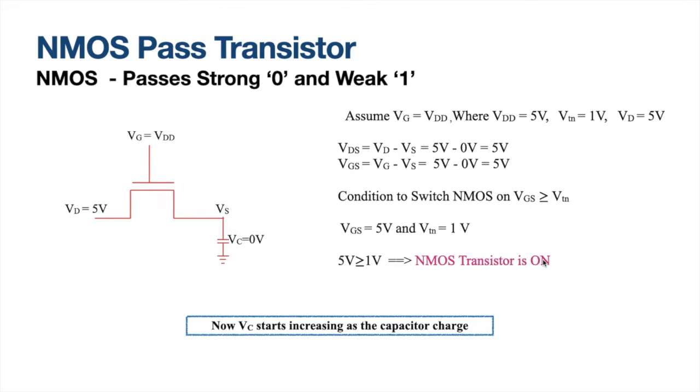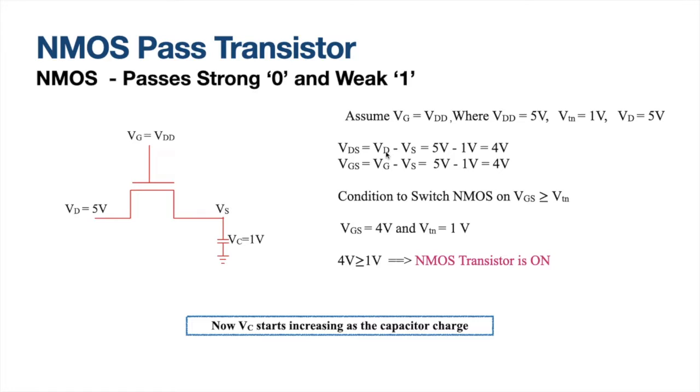If the transistor switches on, this particular capacitor automatically starts charging from 0 volt to 1, 2, 3, 4 and so on. Right now, let us assume this capacitor started charging and reached 1 volt. Other parameters are left the same. VGG is equal to VDD, VDD equal to 5 volts, threshold voltage is 1 volt, everything is the same, VD is equal to 5 volts. Again, we have to calculate VDS and VGS.